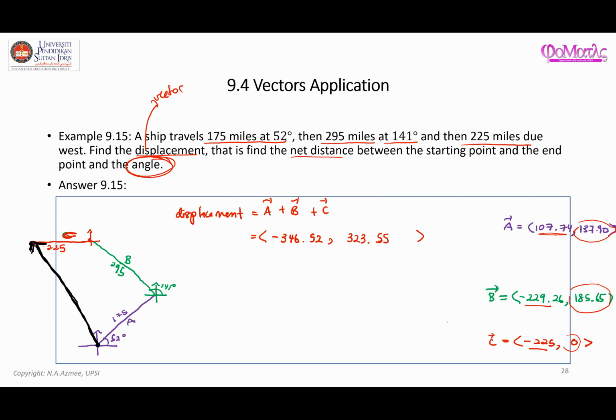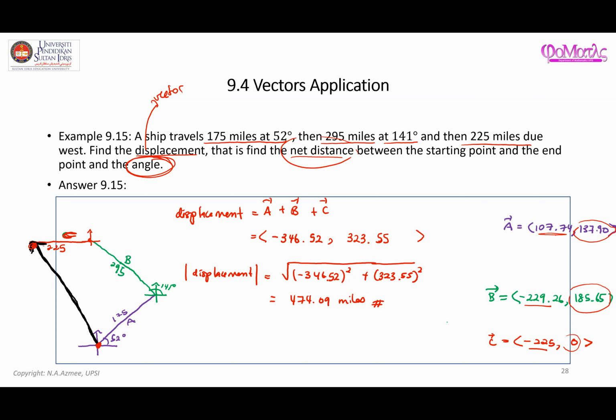But first of all, let's find the magnitude, the net distance. The magnitude of that is very easy. You can obtain the magnitude by taking the square root of negative 346.52 squared, plus 323.55 squared, and you'll be able to get the answer as about 474.09, and the unit is in miles. So that's the net distance between the starting point and the end point here.